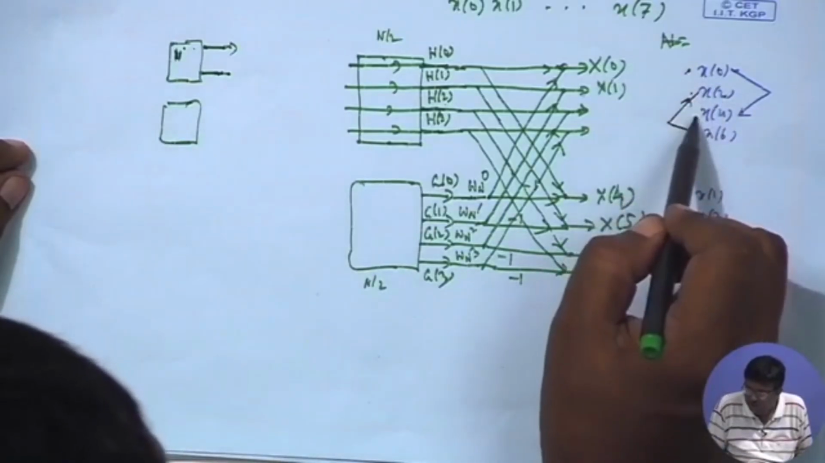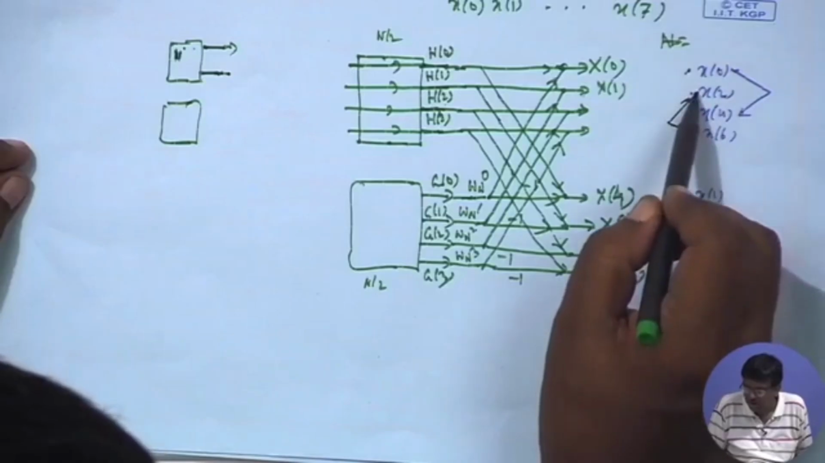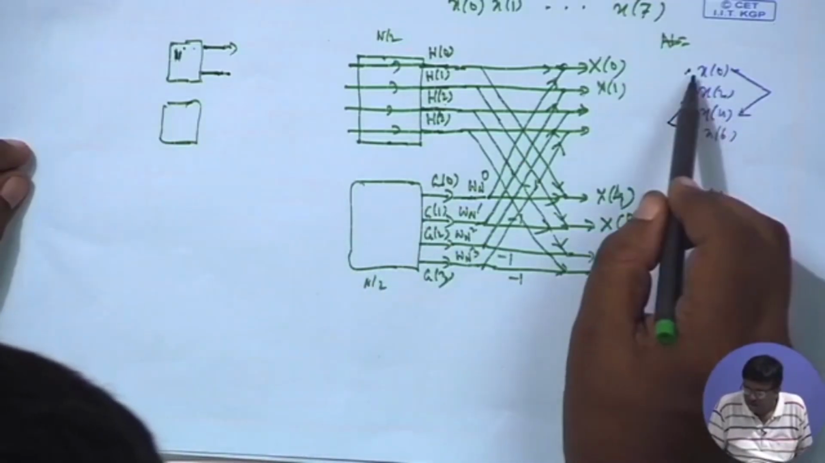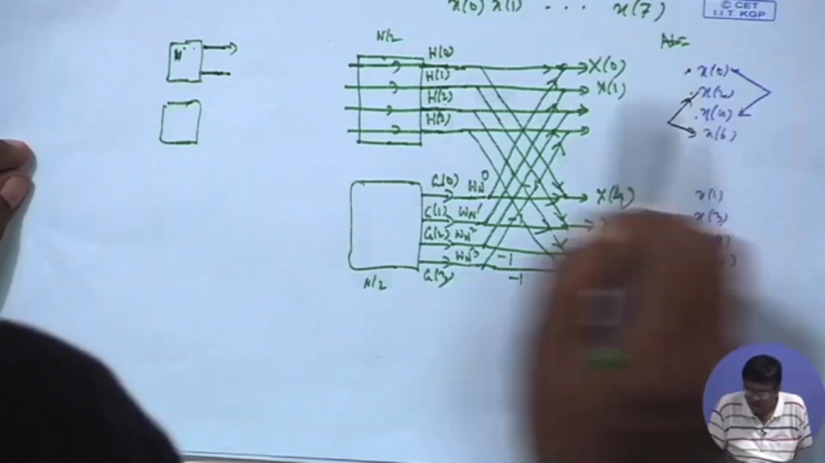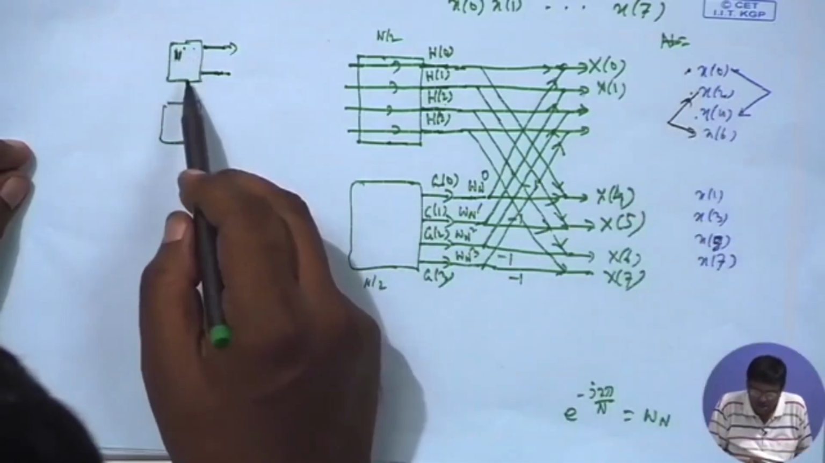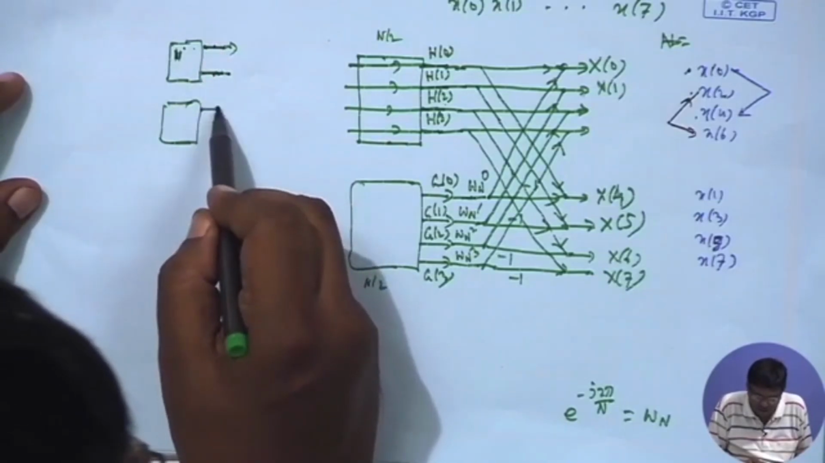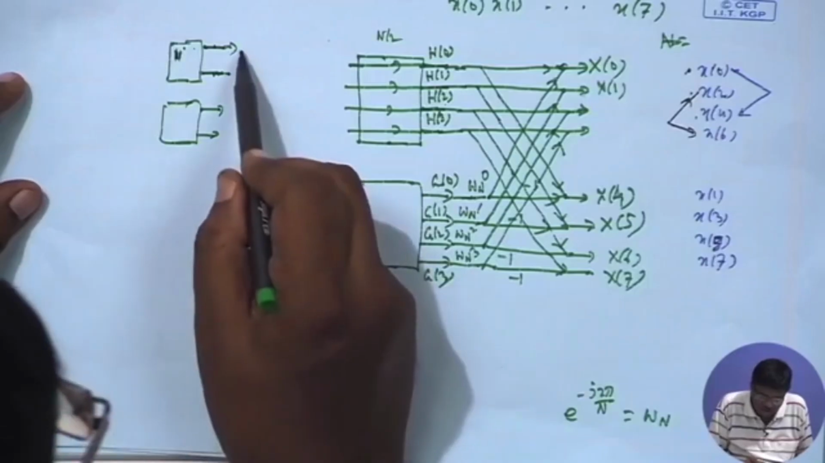0th point, first point, second point, third point. First and third are the odd ones, so x 2 x 6, and 0th and second, that is x 0 x 4 upstairs. For x 0 x 4 I calculated 2 point DFTs, they come out here and here, here also they come out. Then what I have to do?